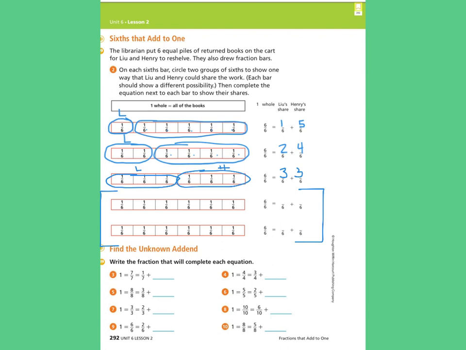For the bottom half, it says find the unknown addend. Write the fraction that will complete each equation. So for this bottom half, they don't have the fraction bars for us, but we can draw them if we need them. So for example, the first one says 1 whole equals 7 sevenths, or that equals 1/7 plus what? So we're looking for the missing fraction to add to 1/7 to get 7 sevenths. So again, if you need that picture, you can use your notebook to draw.